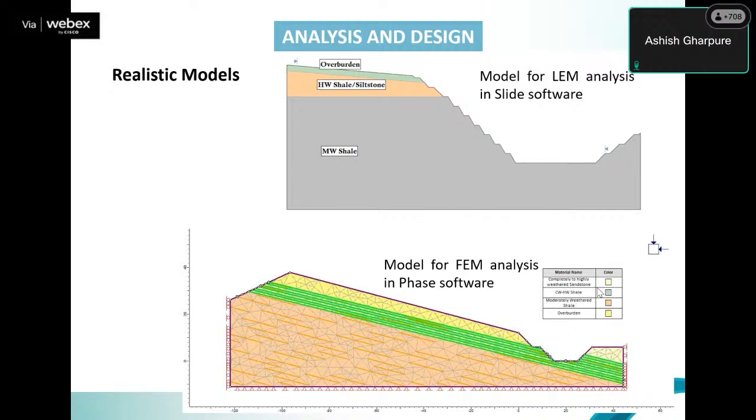Now you prepare the model and you are ready to run it. We usually use Slope or Slide software for limit equilibrium method analysis, and we use RS2 or Phase2 software for finite element analysis. The added value FEM gives is that we can even check the deformations. Sometimes the slope is okay, but deformations are very high, then we have to take care of additional measures. Next, please.